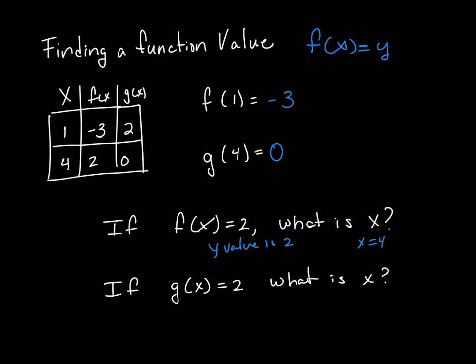I do the same thing with the next one, and again, this tells me my y value is 2, but this time I'm looking underneath g of x because my function this time is called g of x, so I come underneath g of x, which gives me my y value is 2, so therefore my x value must be 1.